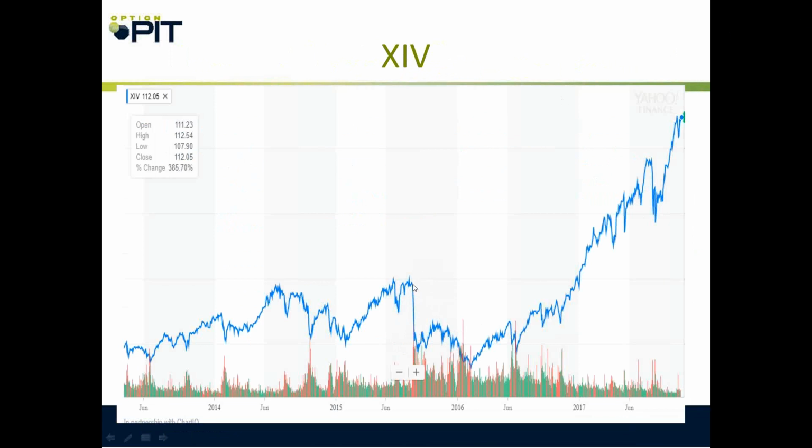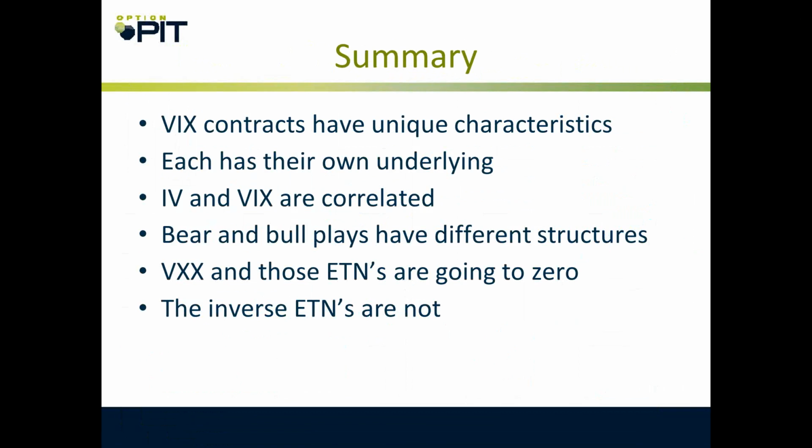Is this a riskless position? It can drop really fast, really hard. So you have to be careful. You have to do a dollar management system if you're going to trade XIV or SVXY or any of those. So in summary, over time it is not riskless, Brian. There's actually a mechanism that can make XIV have to liquidate, believe it or not. VIX contracts have unique characteristics.